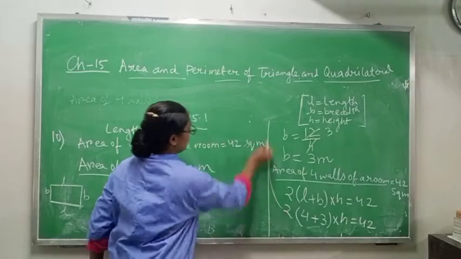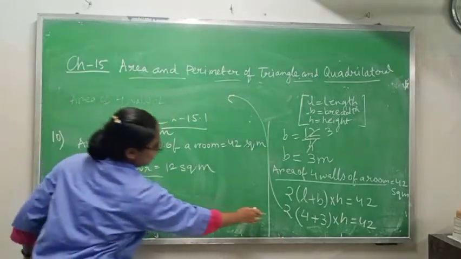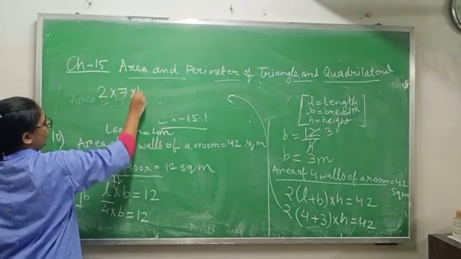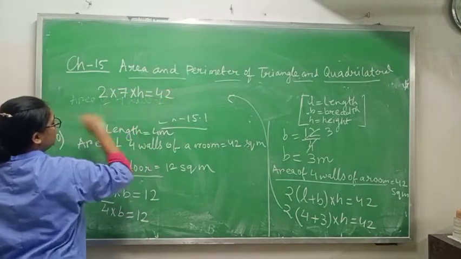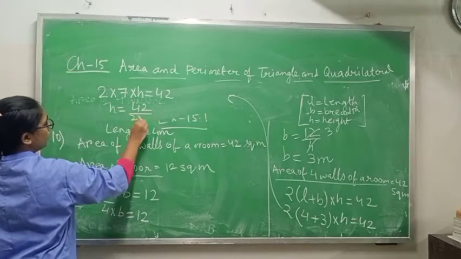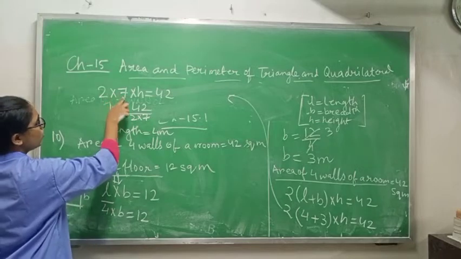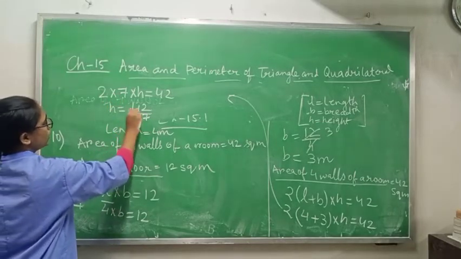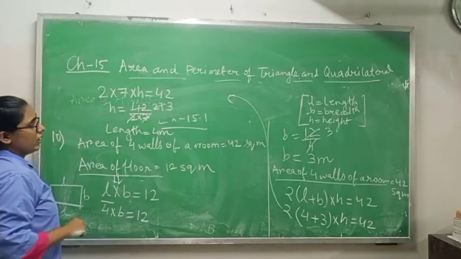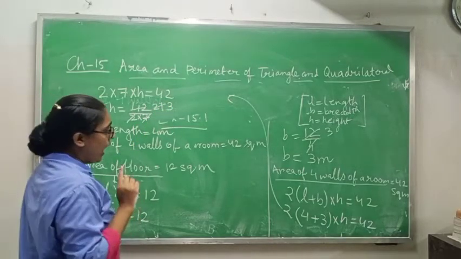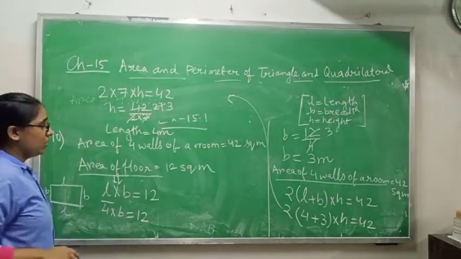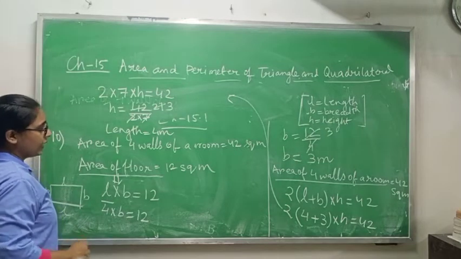Okay, after this please come here. When you solve (2)(4 + 3)(7) into H equals 42, now H you will write as 42 by 2 into 7, because this 2 and 7 will come down. 2 ones are 2, 2 twos are 4, 2 ones are 2, 7 ones are 7, 7 threes are 21. It means the height, H is height, you are getting 3 meter. So you will write height equals 3 meter.